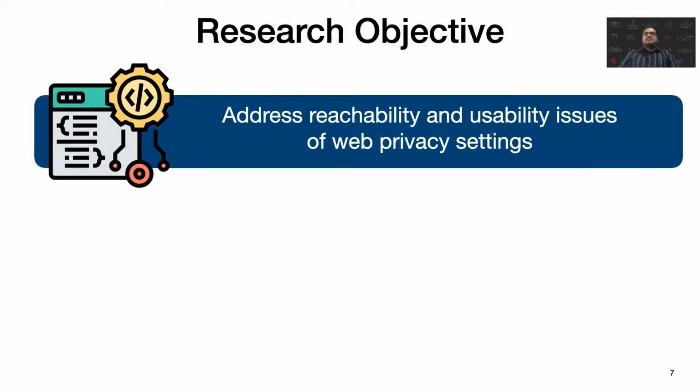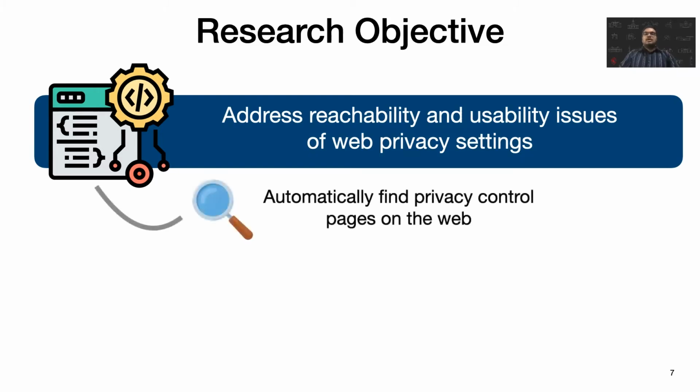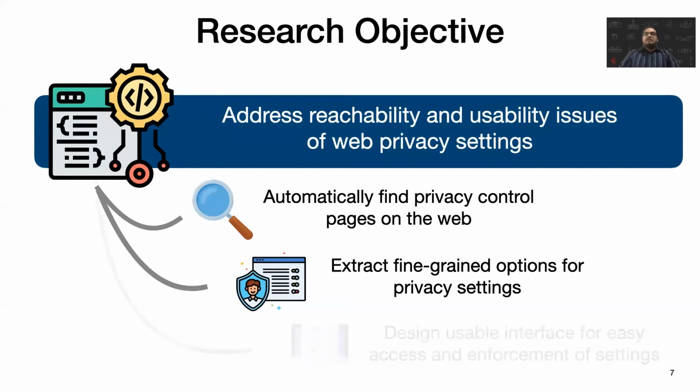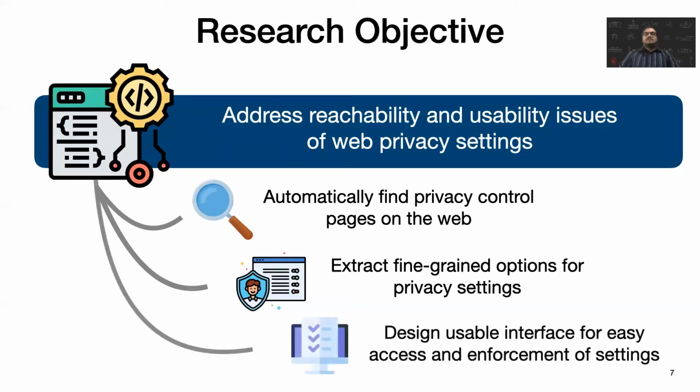Now, in order to achieve this, we have to overcome several challenges. First, we have to develop a system to automatically find the privacy control pages, which is not an easy task to do, even manually. Next, we need to extract the fine-grained options for privacy settings from these pages. This is particularly challenging because of the variability of HTML implementations. Finally, we need to design a usable interface which allows for easy access and enforcement of these privacy settings by the user. In the rest of this talk, we will show how these challenges are addressed in PriceSec.